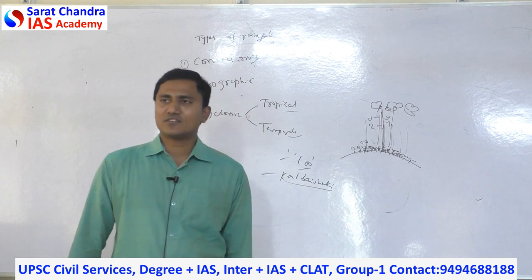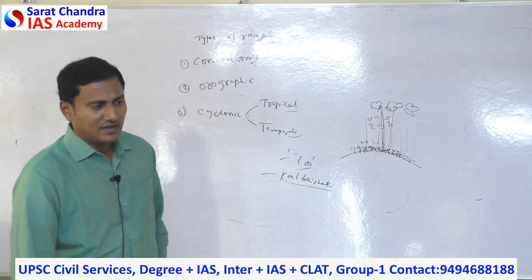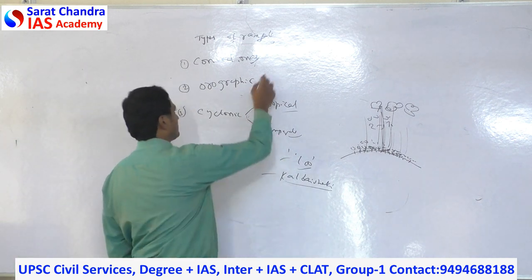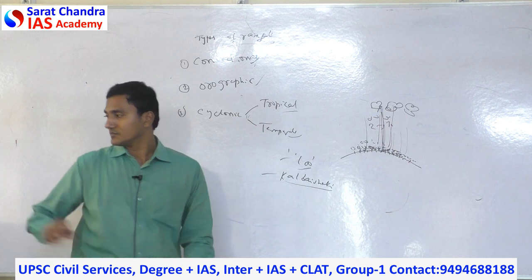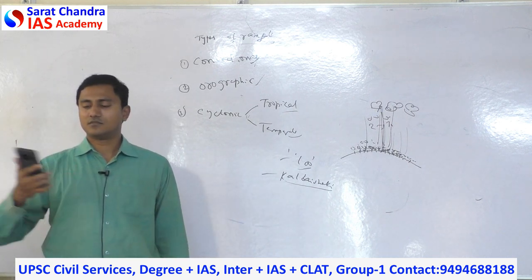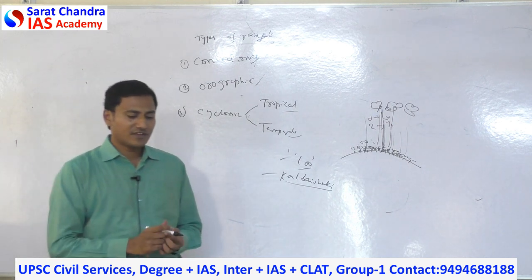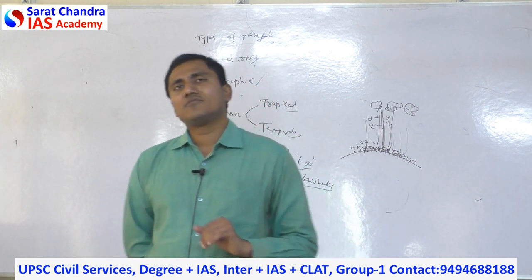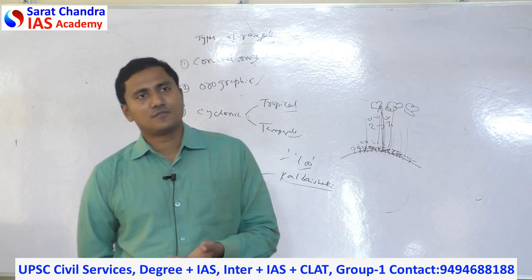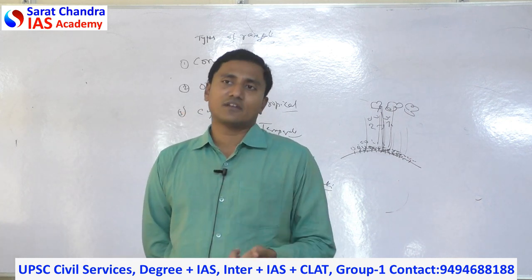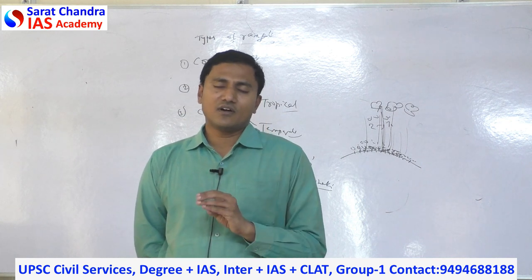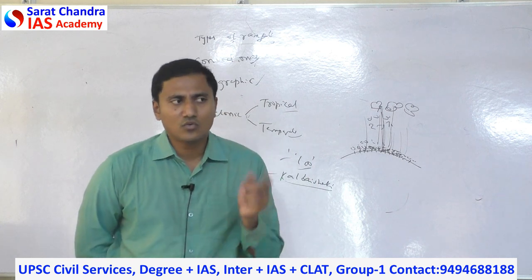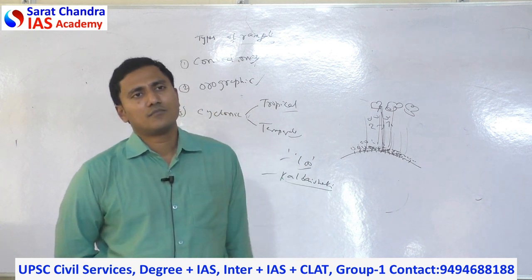Friends, do you understand what is convectional rainfall? Now, let us go to the second type of rainfall, called orographic rainfall. Friends, orographic rainfall means, orography means mountains. Rainfall created because of mountains. Rainfall is not created, clouds are created. In convectional rainfall, clouds are created because of convection. In orographic rainfall, clouds are created because of mountains.